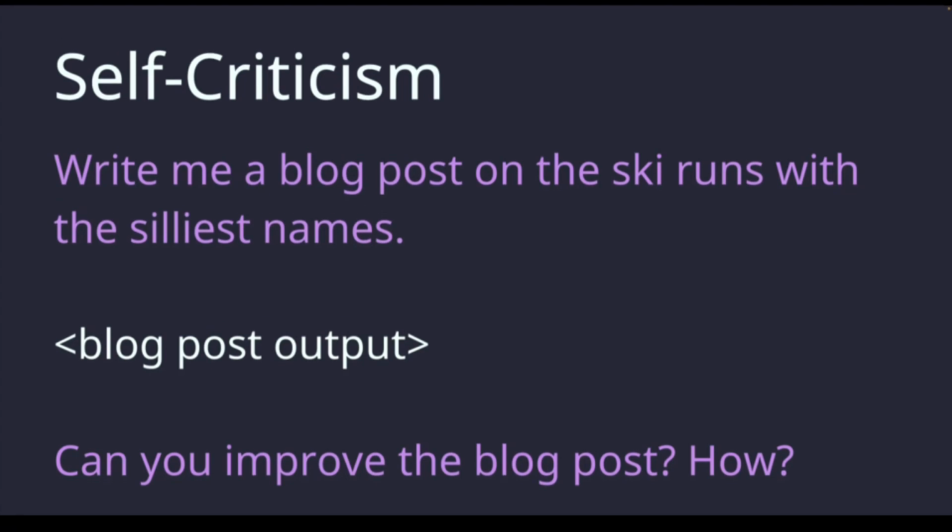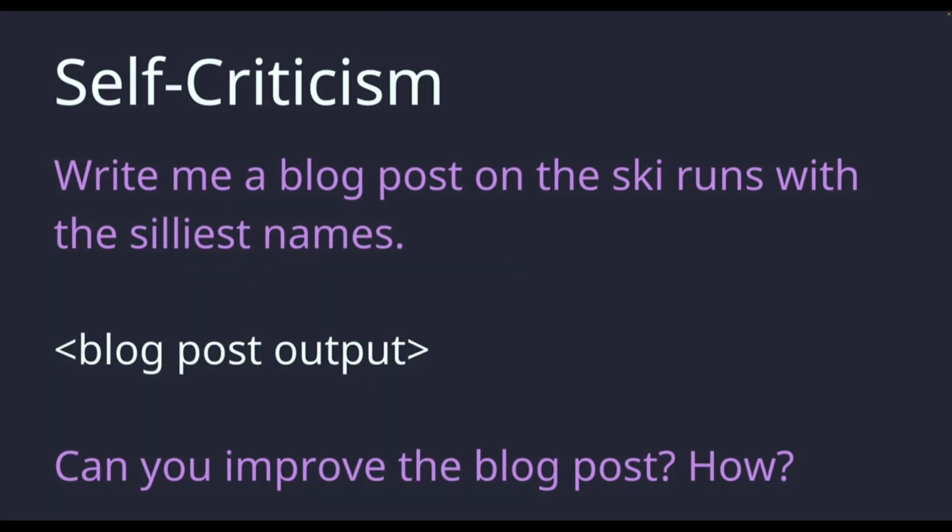The next technique we'll look at is self-criticism. There's not really an established name for this, but that's basically what we're asking the model to do. We're going to ask it to criticize its own output. So if I ask it to write me a blog post on the ski runs with the silliest names in the country, it will generate the blog post. And then afterwards, I can say, can you improve the blog post? Tell me how. What suggestions do you have? And it's criticizing its own output that it generated.